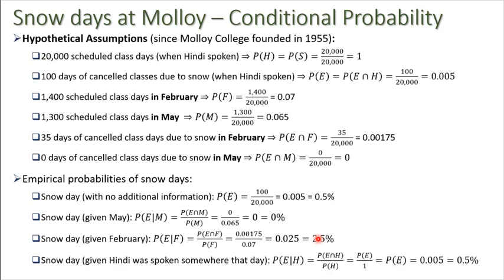And of course, you could also just see this from doing 35 divided by 20,000 over 1,400 divided by 20,000. The 20,000s are going to cancel, and we're just going to get the 35 over 1,400, which was, again, the number of days in both February and snowed over the total number of days in February.